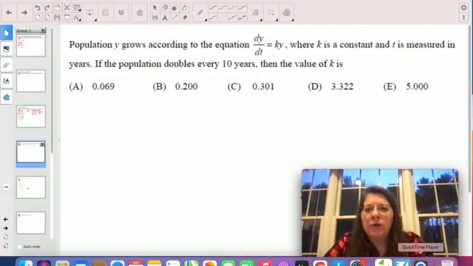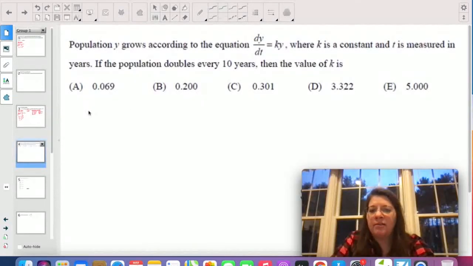Population y grows according to the equation dy over dt equals ky. So this time you're finding your y function with respect to time t, where k is a constant and t is measured in years. If the population doubles every 10 years, then the value of k is... okay, so they're just asking us to find k here. First thing I'm going to do is separate the variables. That would give me dy over y equals k dt.